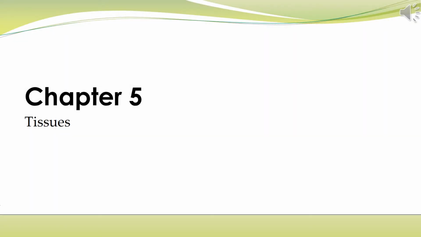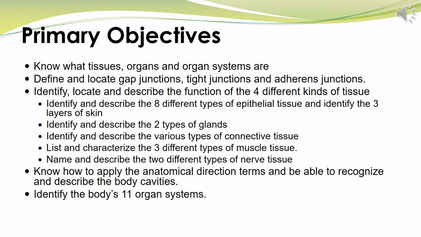Chapter 5, Tissues. This is the last chapter that we're going to cover before we start talking about the organ systems. Primary objectives. We're going to learn what tissues, organs, and organ systems are. We're going to define and locate gap junctions, tight junctions, and adherens junctions.